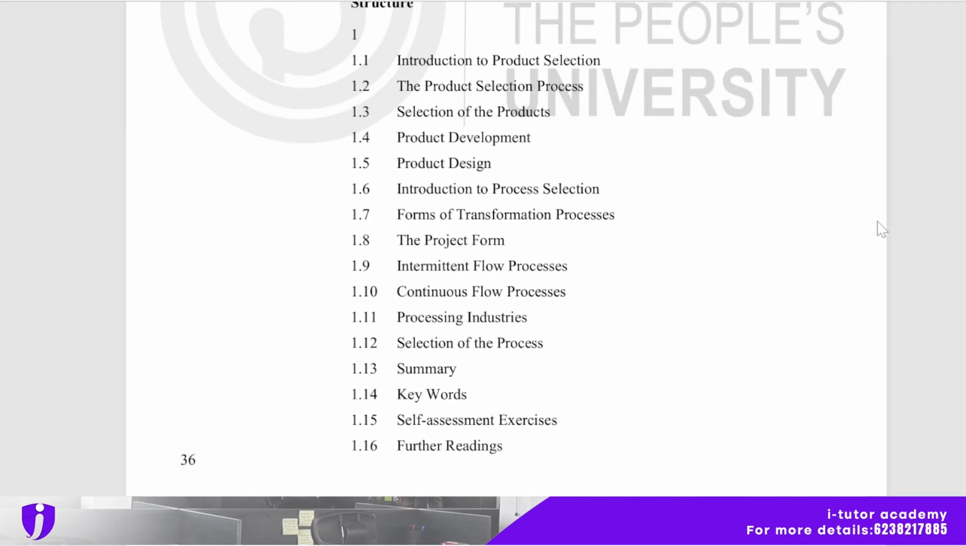The structure is: an introduction to product selection process, selection of the product, product development, product design, introduction to process selection, forms of transformation process, the project form, intermittent flow process, continuous flow process and processing industries, selection of the process, summary and keyword section, and a self-assessment exercise and further reading sections also.